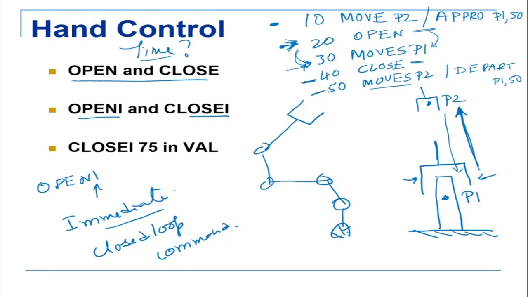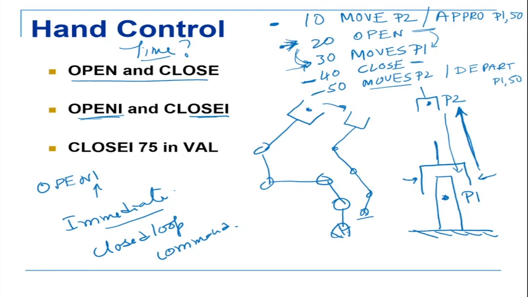Now, in some cases, you might be wondering then why not always have open I and always have close I? Okay, why have open and open I, close and close I? So if the robot is just moving in space, okay, going from one point to another point, and not doing specific pickup applications, then we can simply use open. Okay, so when the robot is moving, it's also opening. It's okay. There's no problem.